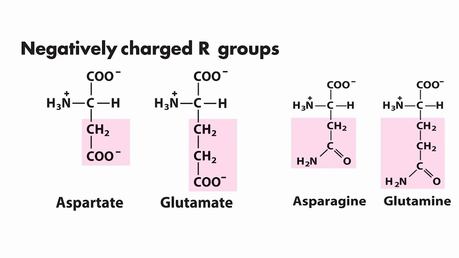These are the molecular structures of aspartate and glutamate. They both have carboxyl groups in their side chains. You can also see that asparagine and glutamine have amino groups, or NH2, instead of carboxyl groups.